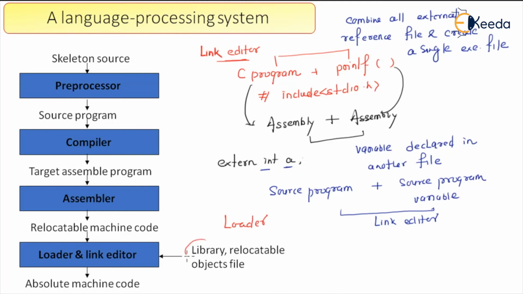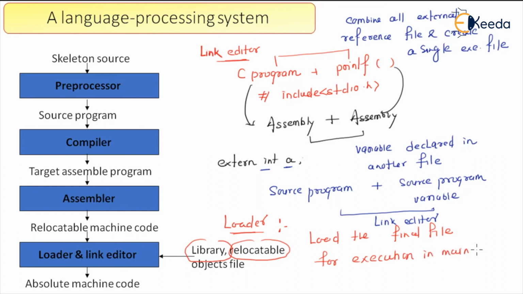The last one in this case is the loader. The library part and the relocatable object files we combine with the link editor. Finally, it is the responsibility of the loader to load the final file for execution in main memory. The loader creates the final file, and the term used here is absolute machine code.